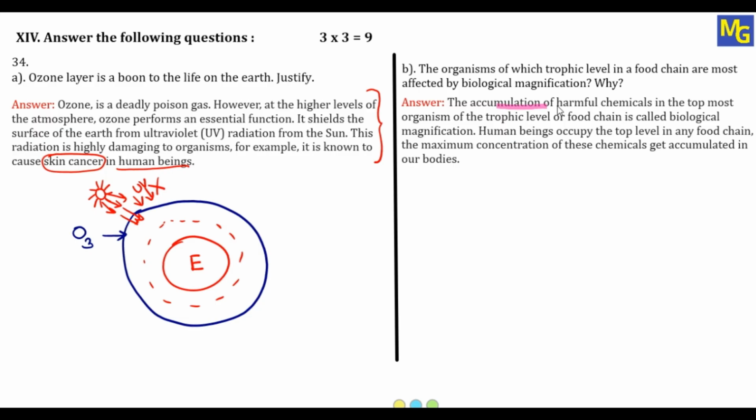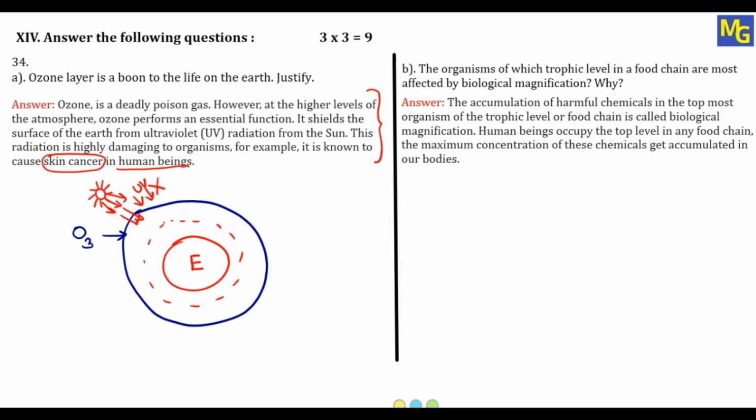The accumulation of harmful chemicals. Harmful chemicals means pesticides or insecticides. So the accumulation of these harmful chemicals in the topmost organism of the trophic level or food chain is called biological magnification. And human beings are the topmost level organism in any food chain, so the maximum concentration of these chemicals will be in our bodies.